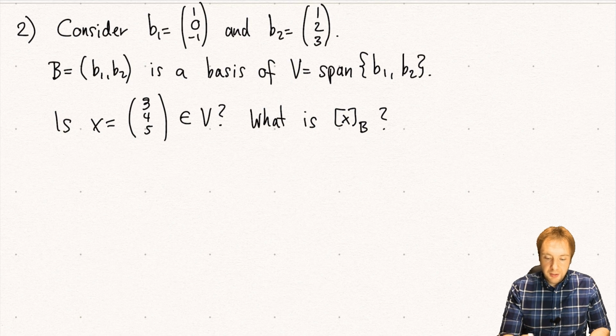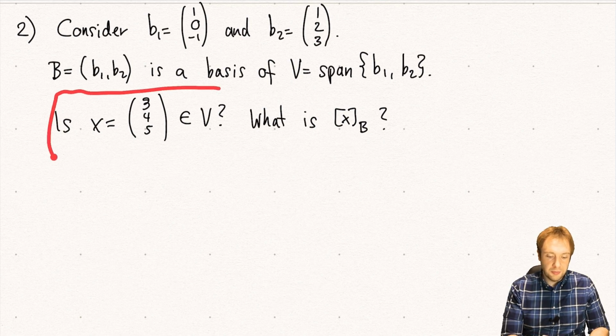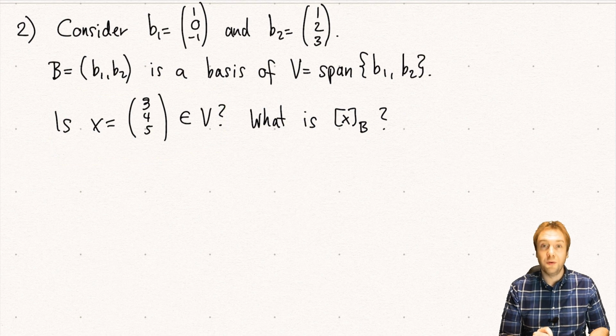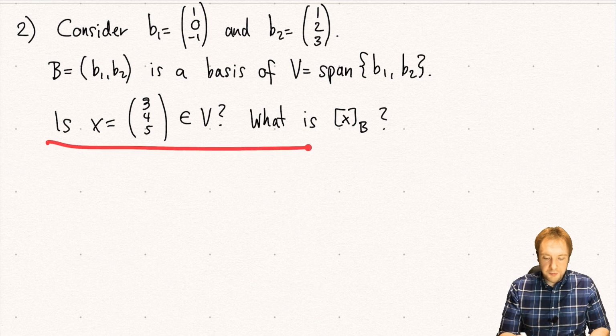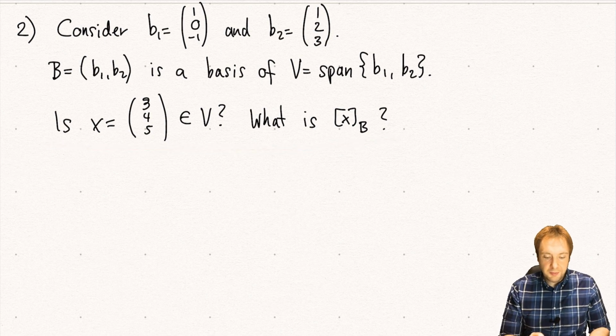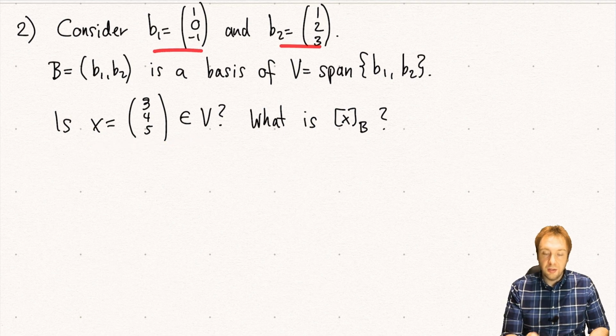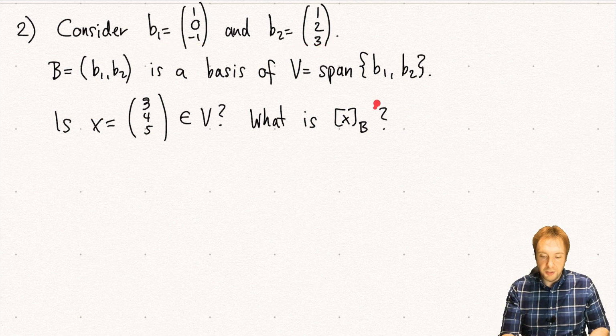And now we can ask ourselves, is the vector 3, 4, 5 an element in V? And if this is the case, then the notion of the coordinate vector makes sense. So we can ask ourselves, what is the coordinate vector of this element with respect to this basis? How do we answer these two questions? Well, we can do it in one step. Namely, what we need to show is if this vector can be written as a linear combination of these two vectors. And if we know the linear combination, then the coefficients in this linear combination are the entries of this vector.